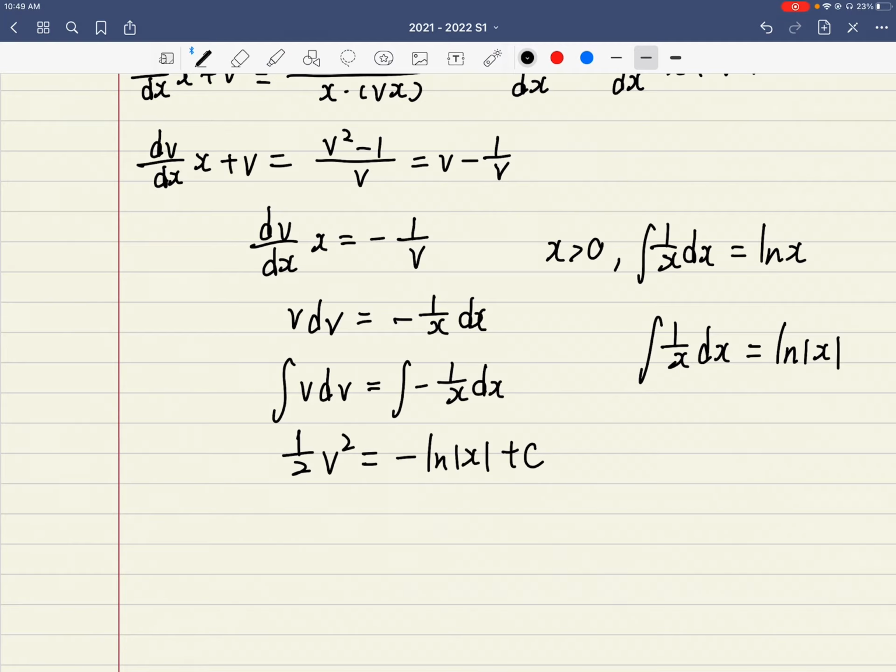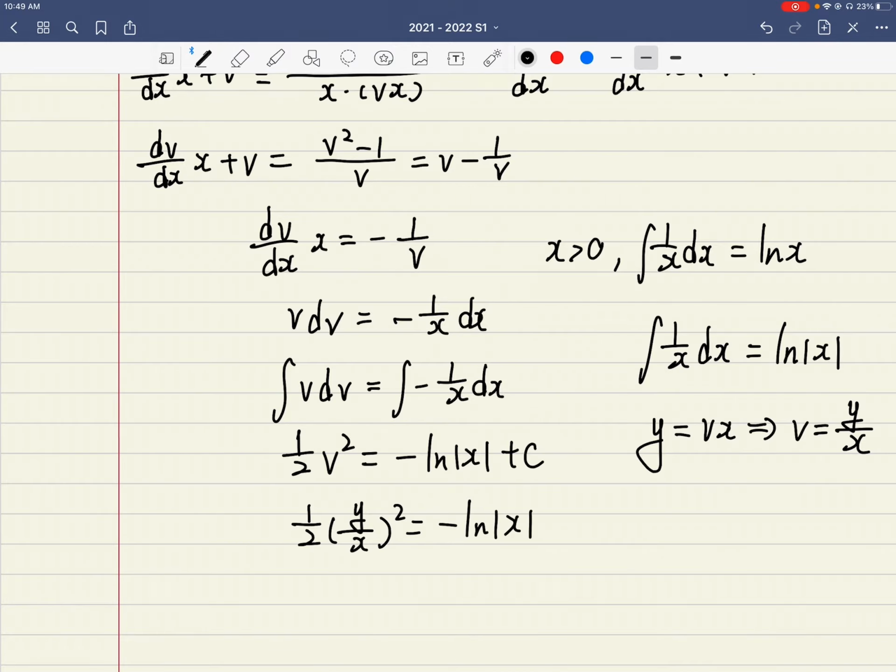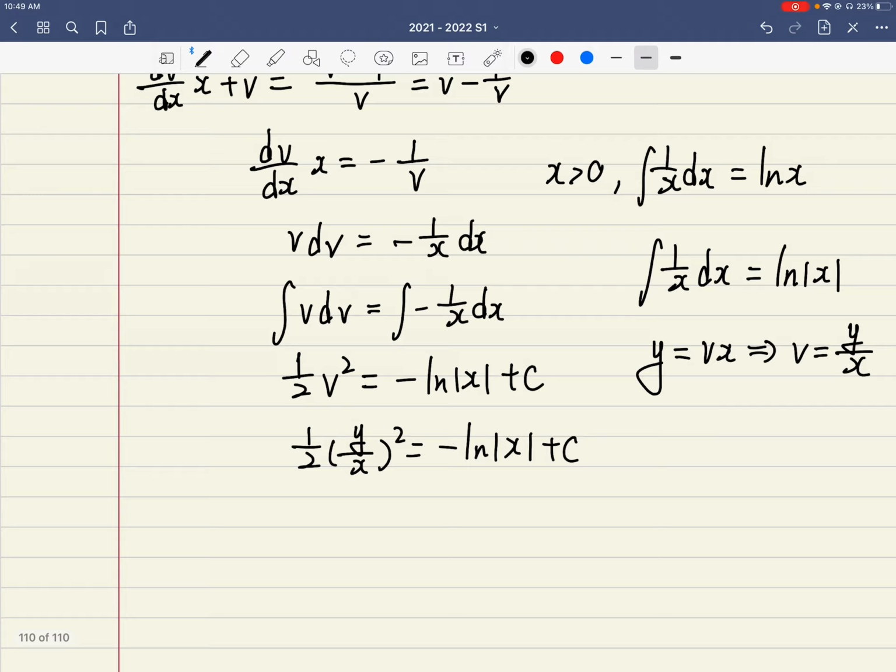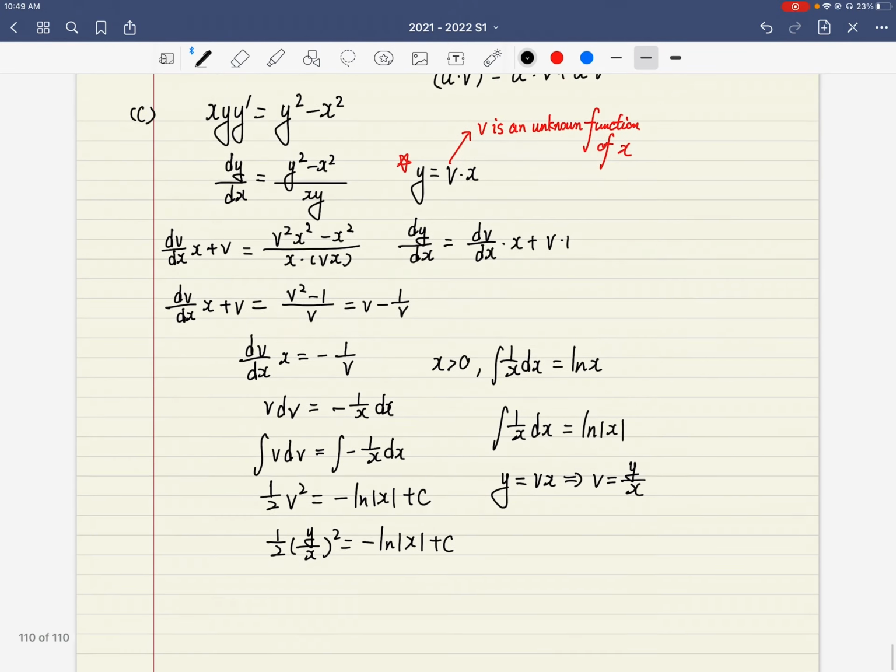Then last step, I don't want v, I want y and x. Because y is vx, so v is just y over x. So this part is half (y over x) squared is equal to negative ln absolute value of x plus c. Then you can simplify it, or you leave it like this, it's also fine. Do you have any questions for this part?